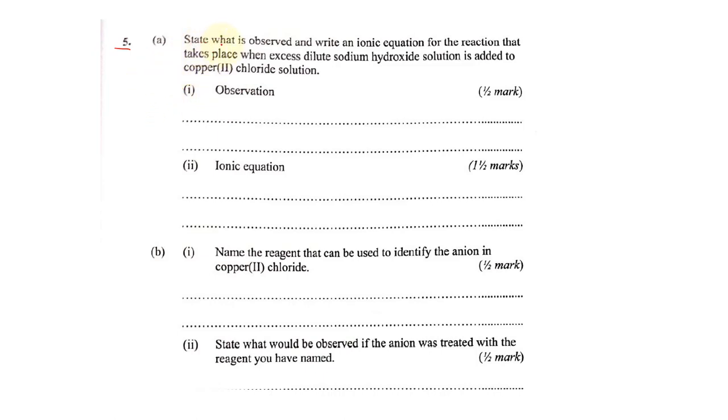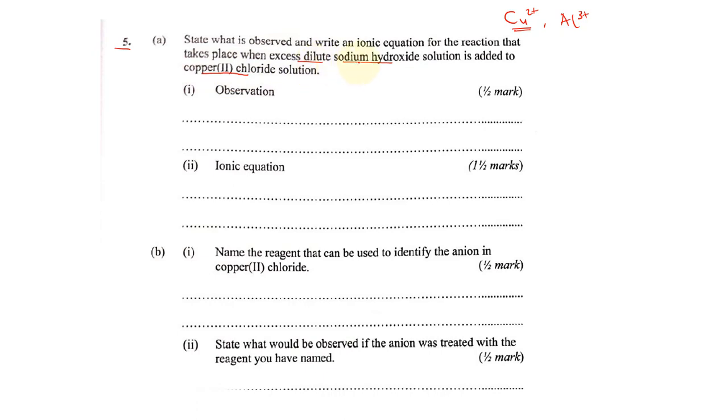State what is observed and write an ionic equation for the reaction that takes place when excess dilute sodium hydroxide solution is added to copper 2 chloride solution. Usually in qualitative analysis, we use sodium hydroxide solution and ammonium hydroxide solution to test or identify the possible cations present in a given solution. In this case, the cation present is copper 2 ions being provided by copper 2 chloride.